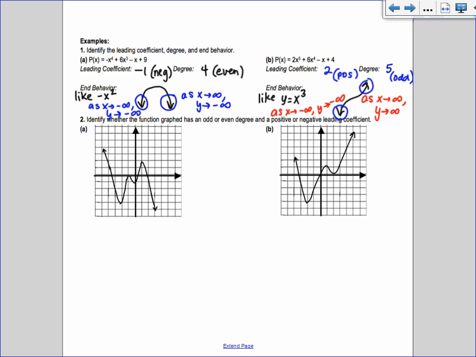Are we good with end behavior? Okay, what if you have a graph already? Just look at the ends, right? It's like this and this. So there are 4 possibilities. Here are the 4 possibilities. You don't have to draw these.